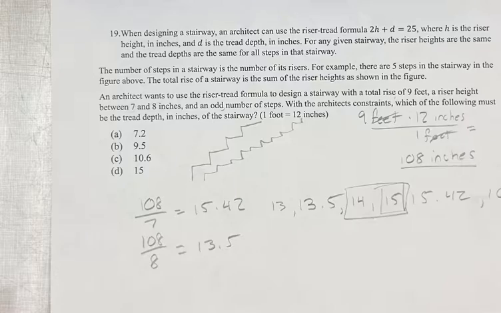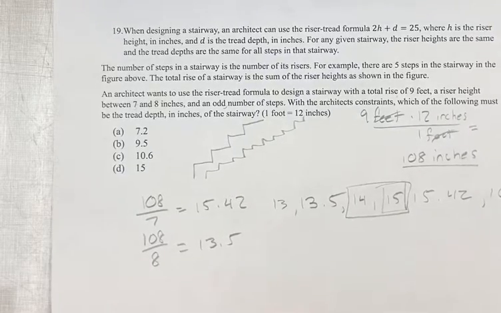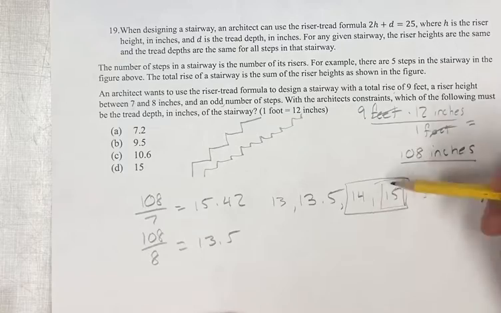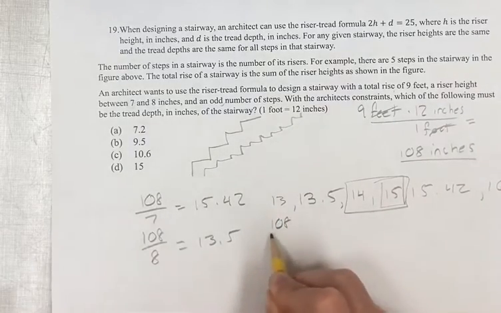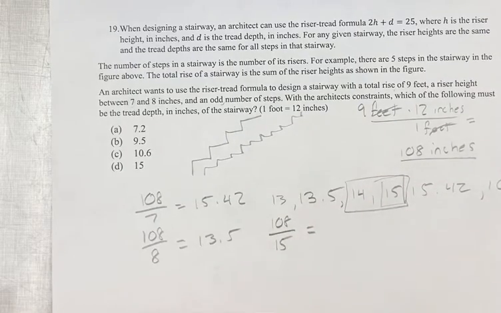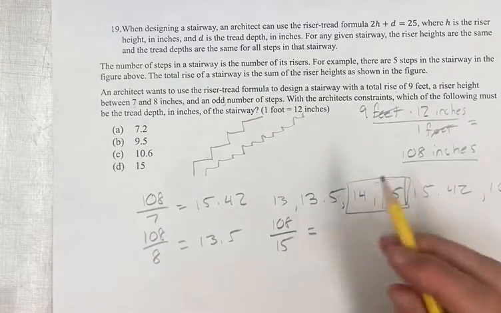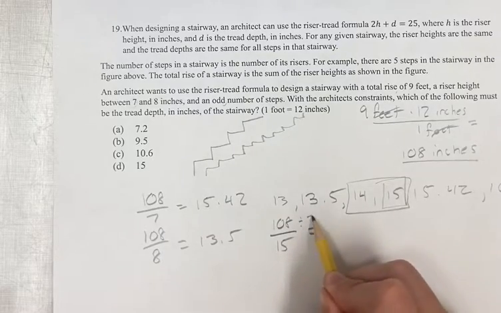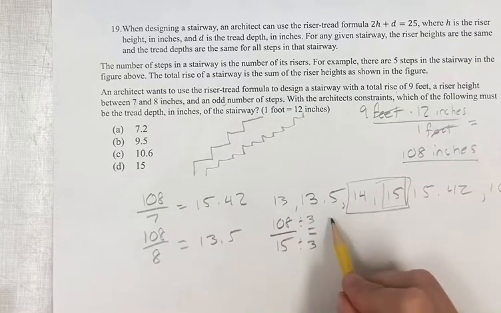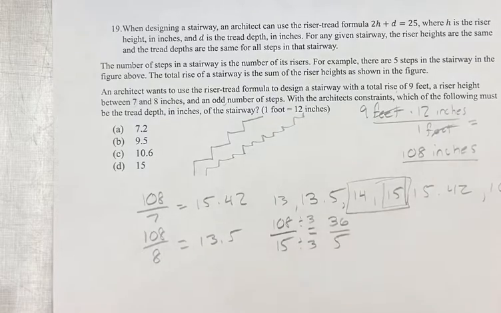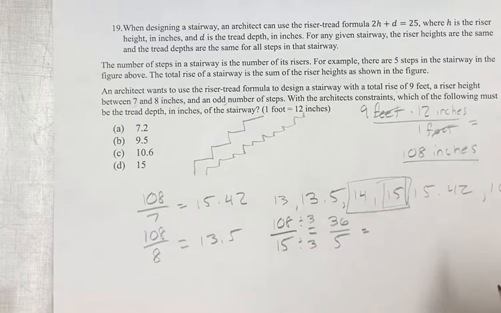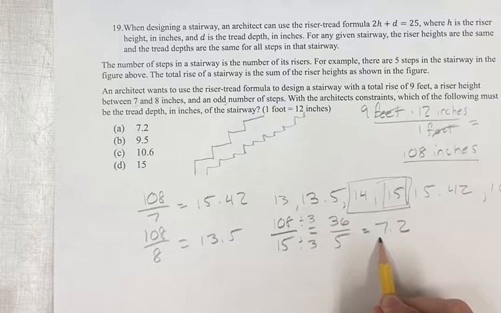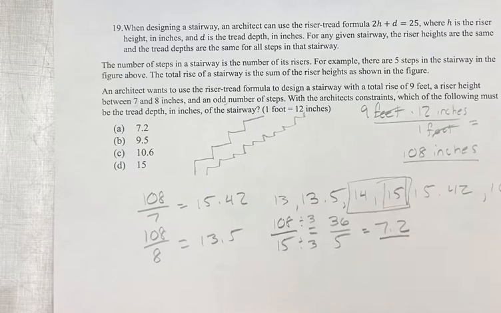So, what does that mean for us? Well, if we have 15 steps, what is the height? So we have 108 inches divided by 15 steps. And if we do the math on this one, we can divide both sides by 3. This is going to give us 36 over 5. And then if we want to do this out, this is going to come out to 7.2. So our height of each individual step is going to be 7.2 inches.